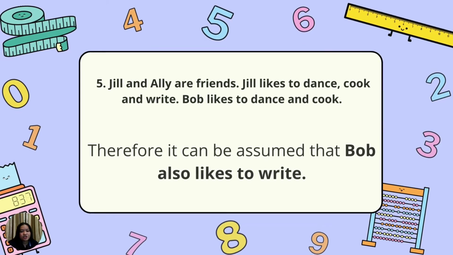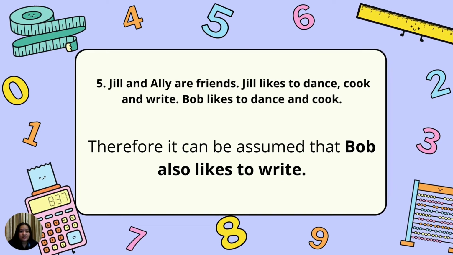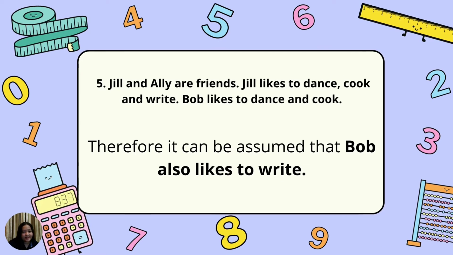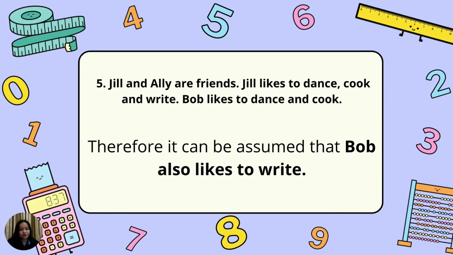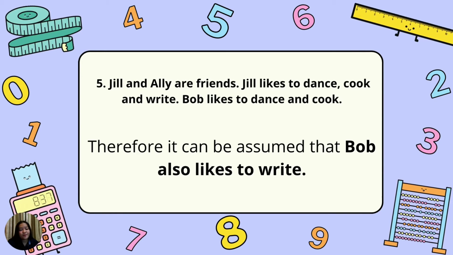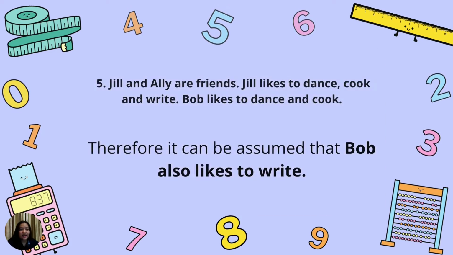Example number 5, Jill and Ali are friends. Jill likes to dance, cook, and write. Bob likes to dance and cook. Therefore, it can be assumed that Bob also likes to write.